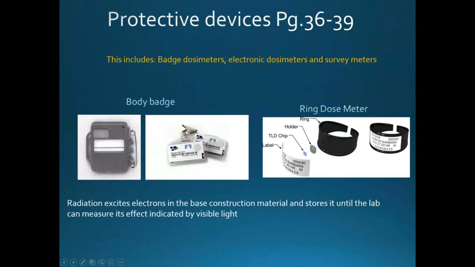Okay, protective devices. We'll be quick on this little section here. Protective devices include badge dosimeters, electronic dosimeters, and survey meters, and we'll talk about them all very briefly in this presentation here. But body badges are something that you may or may not have seen if you worked with radiation in the field. The difference between these two different types here is, of course, one's electronic and it'll give you basically live readings and alarms that'll tell you if you're in a bad spot.